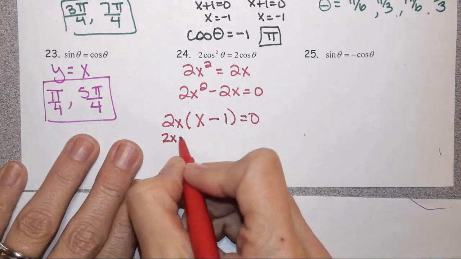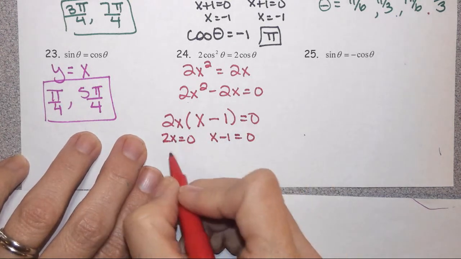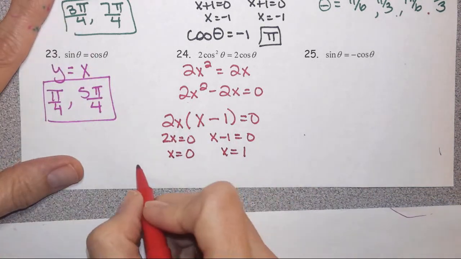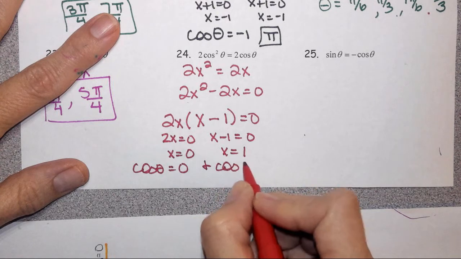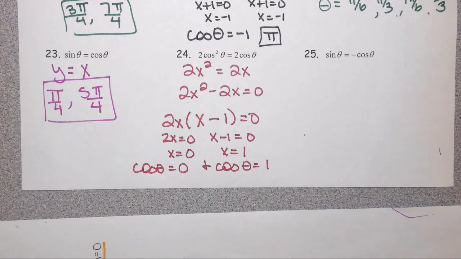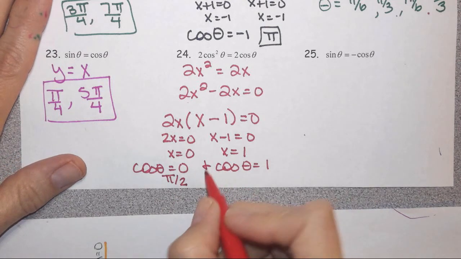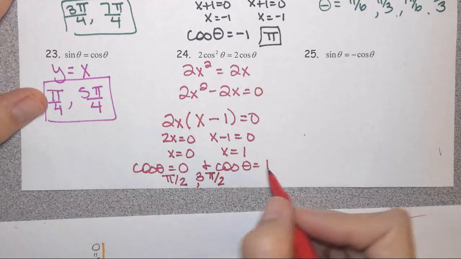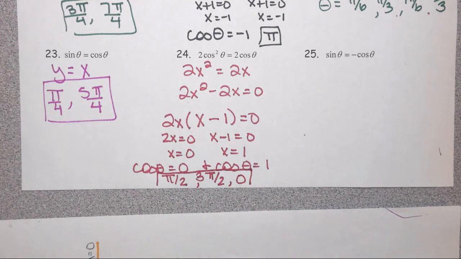I'm now in factored form, so I make each factor equal 0. I'm going to solve this first one. 0 divided by 2 is 0, and I add 1 to both sides, and I get 1. Remember that we're talking about cosine, so I want to know where does cosine equal 0, and I want to know where does cosine equal 1. Okay, well, cosine equals 0 at pi over 2. So that's one answer. Cosine also equals 0 at 3 pi over 2. That's the second answer. And cosine equals 1 at 0 radians. That's my third answer. I have 3 answers.